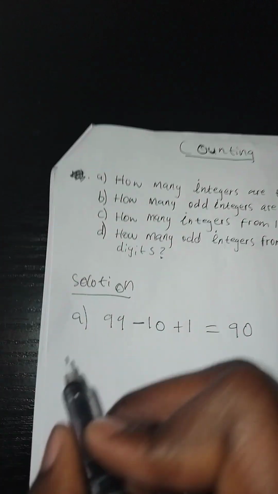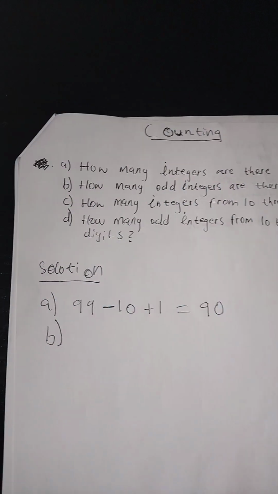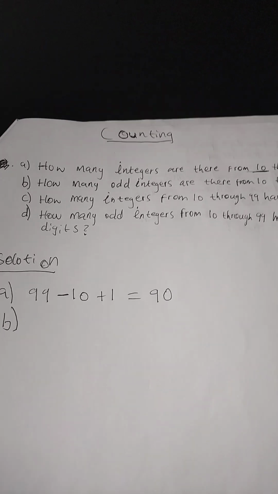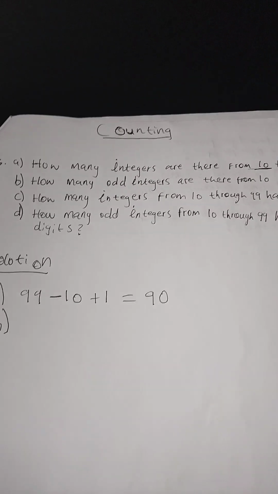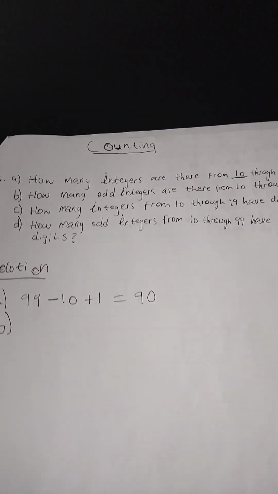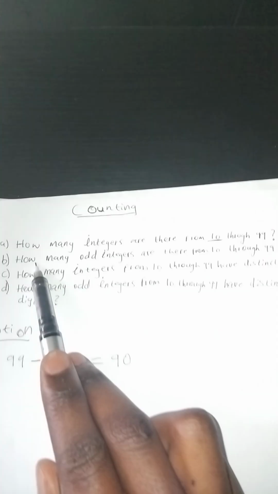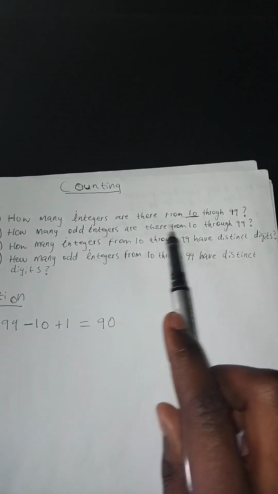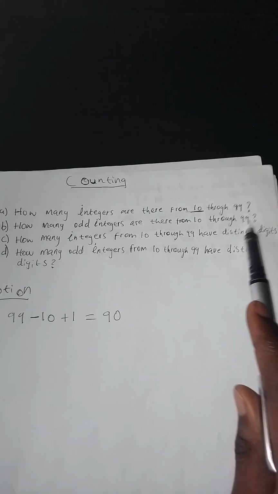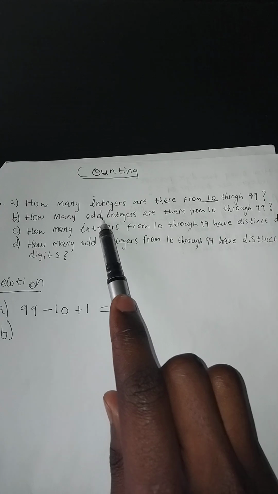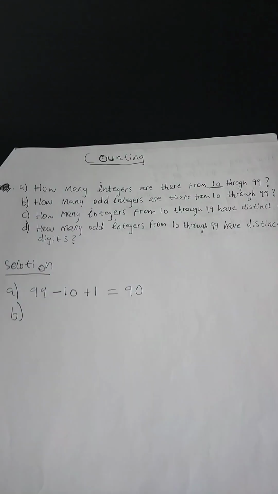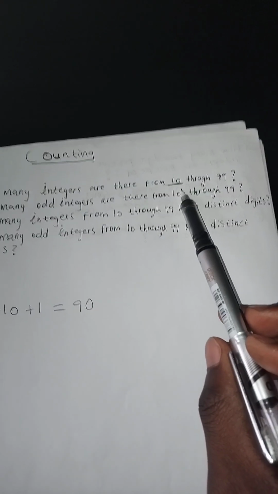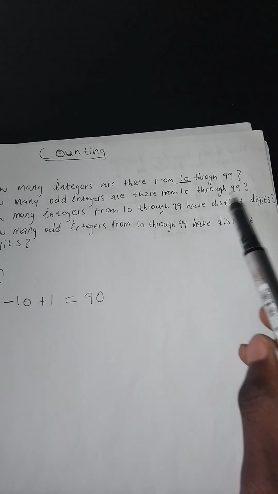Now let's move on to the second one. If you feel like you didn't understand how we do the solution of the first one, feel free to rewind and listen to the explanation carefully. It's quite an easy example. The second one says, how many odd integers are there from 10 through 99? So now they are specifically looking for odd integers. For this type of question we are only dealing with 2 digits because it's from 10 to 99.